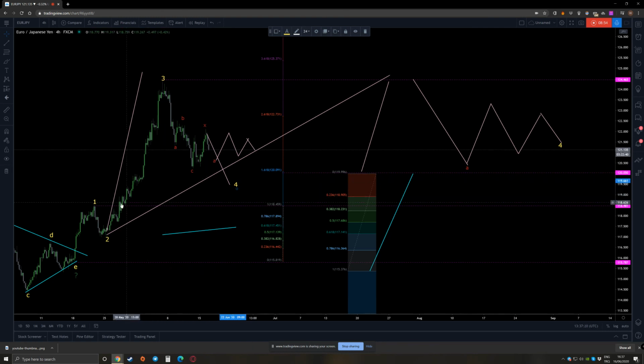Okay, also you know that the fourth wave cannot go into the territory of the second wave. So if you think that this fourth wave is here, it's a problem. It cannot be a classical impulsive move anyway.